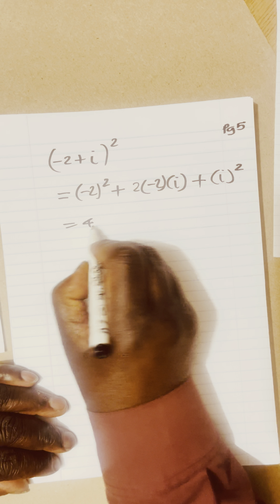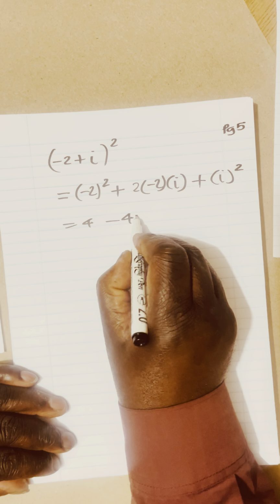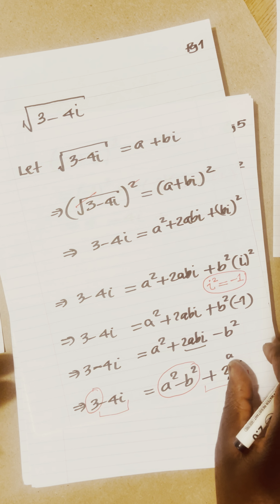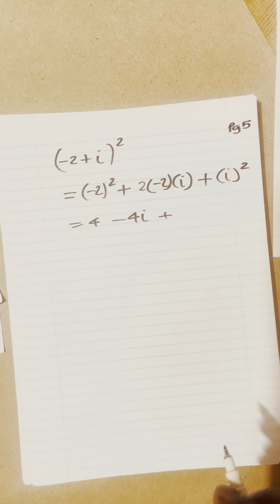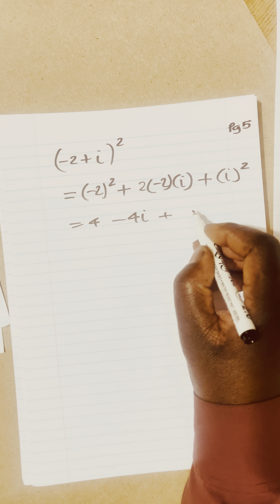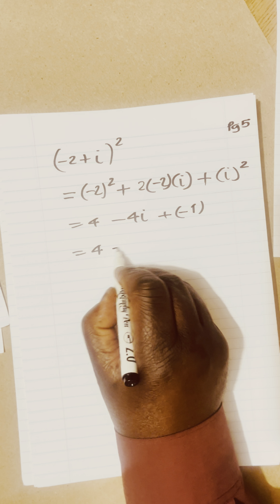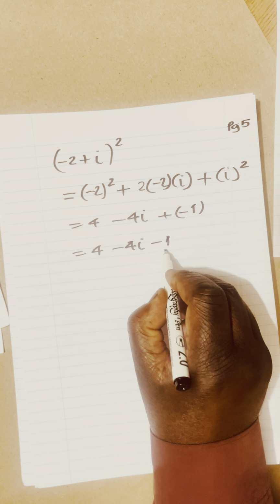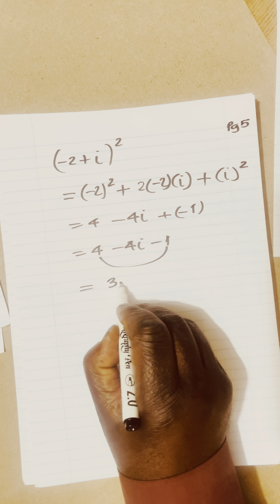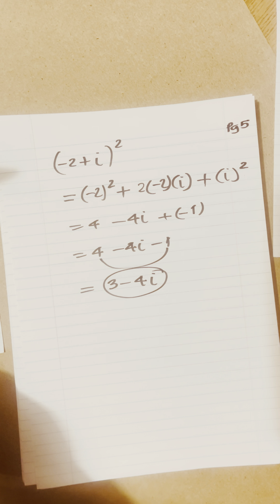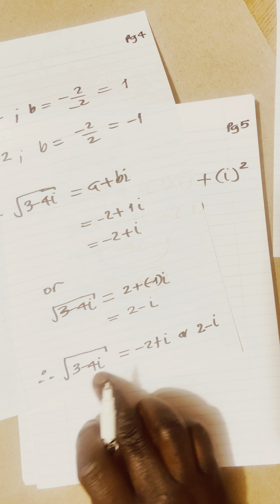This is going to be 4, and this is minus 4i, plus that i squared, which I told you already on page 2, is equal to minus 1. Any imaginary number i squared is minus 1. So we're saying this is 4 minus 4i minus 1. And if you take these two together, it's 3 minus 4i. So yes, correct. It makes sense that the square root of this expression is actually that.